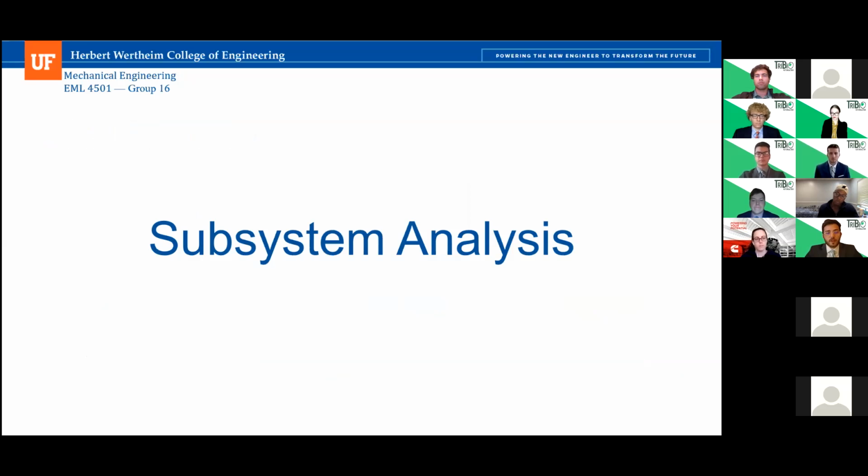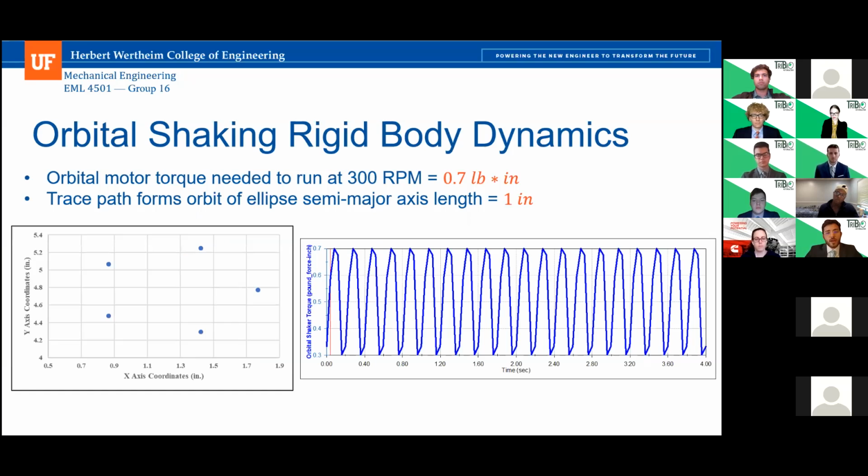Okay, so to verify some of the customer requirements and functionality, we're going to go over a little bit of subsystem analysis. The first thing, regarding the shaker system, is that we needed linear, orbital, and double orbital motion. So a SolidWorks rigid body dynamic analysis was performed to verify the motor torques and the different types of motion. As can be seen on the left, there is a plot showcasing the trajectory of a given well plate.